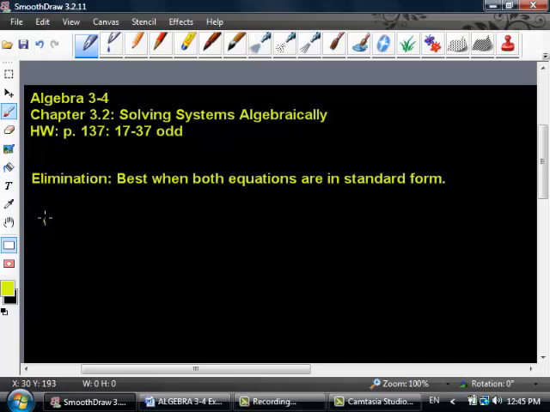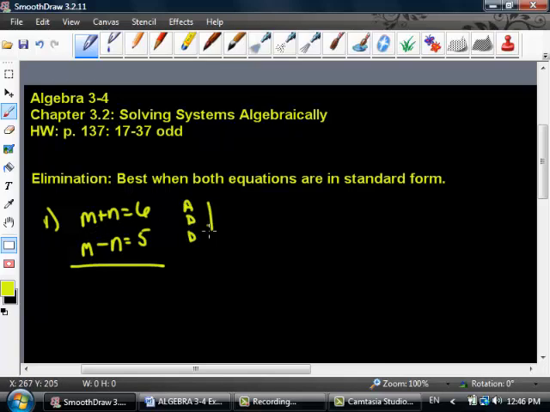If I say example 1 here is m plus n equals 6 and m minus n equals 5, what I'm going to do with elimination is add downward. So if I do m plus m, I get 2m. n plus negative n goes away, and that's the objective. You're trying to eliminate one of the variables, right? And then 6 plus 5 is 11. So I divide both by 2. m equals 11 over 2.